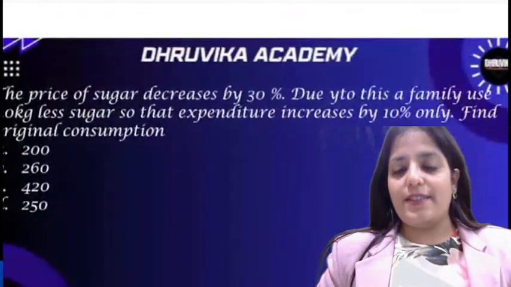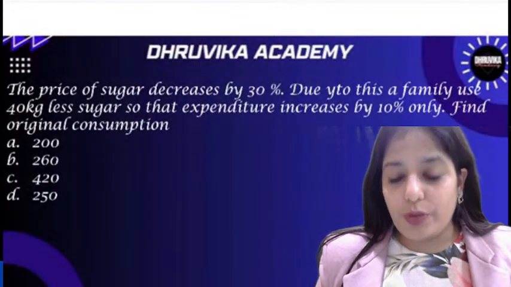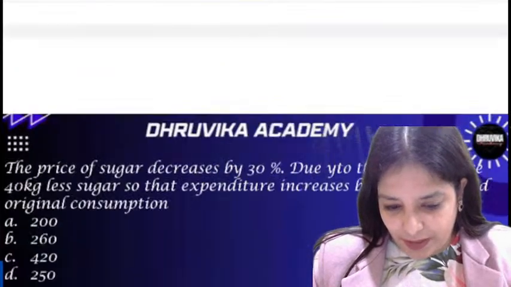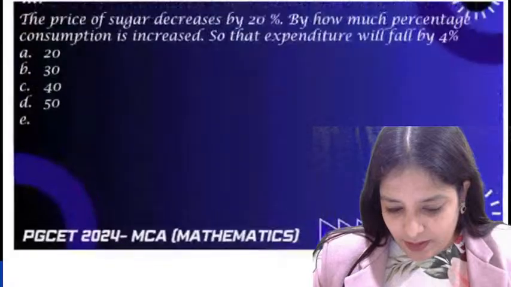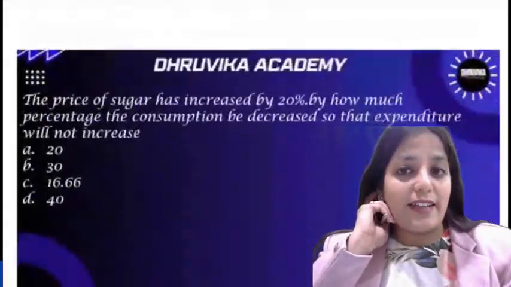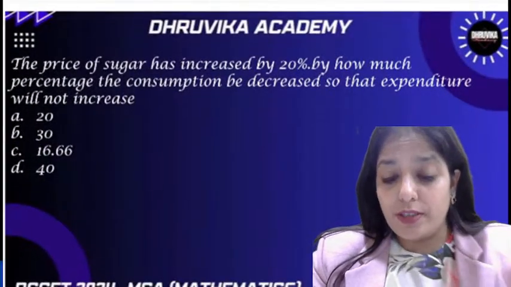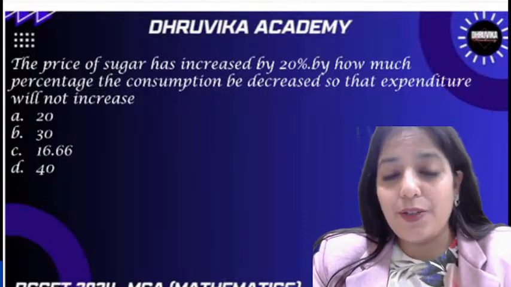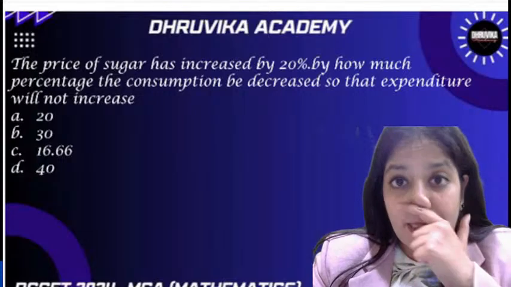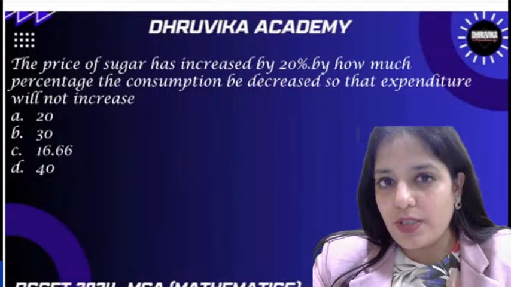Yesterday the class ended on this question. The price of the sugar decreases by 30%. Just a minute, guys. This is a different question. Okay, we ended the class at this question. The price of the sugar has increased by 20%. By how much percentage should the consumption be decreased so that expenditure will not increase?